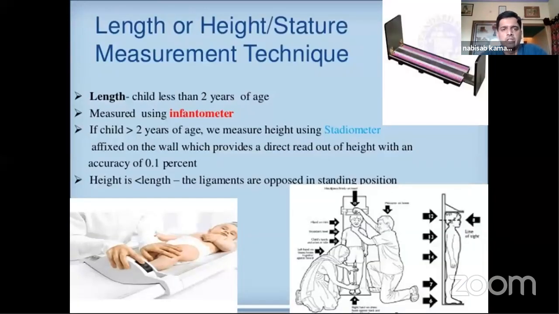How to measure the length, or when to take the length measurement or height measurement? Below 2 years of age, length is to be measured using the infantometer. After the age of 2 years, the stadiometer is to be used to measure the height of the baby. Techniques of height measurement.